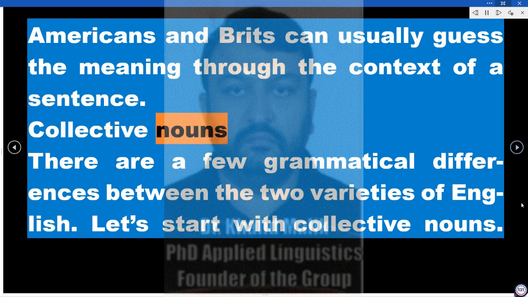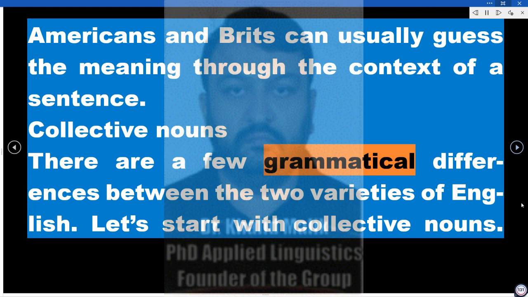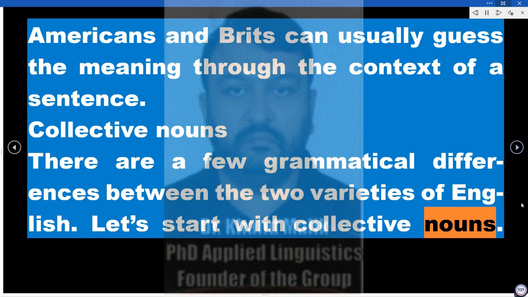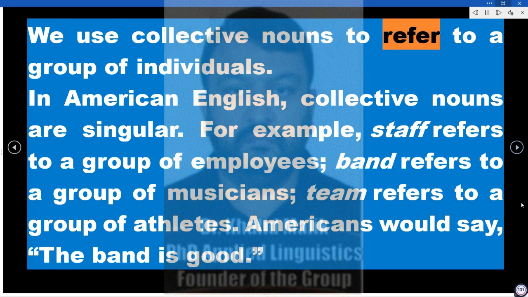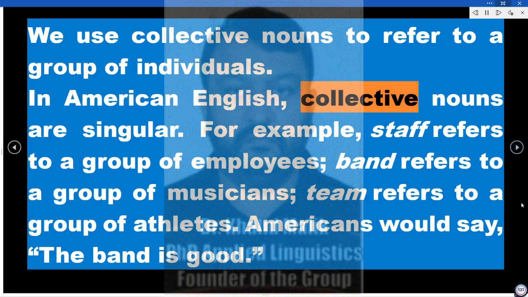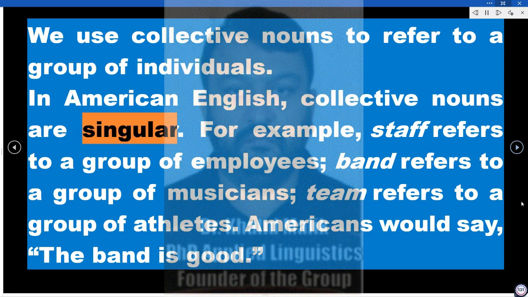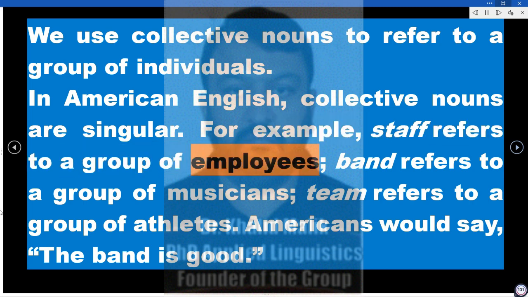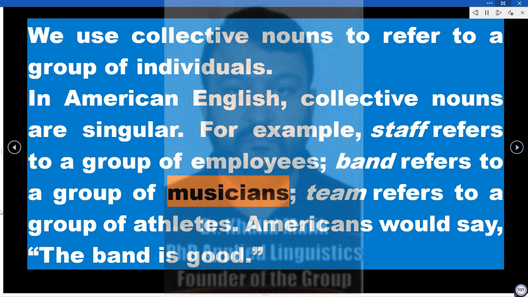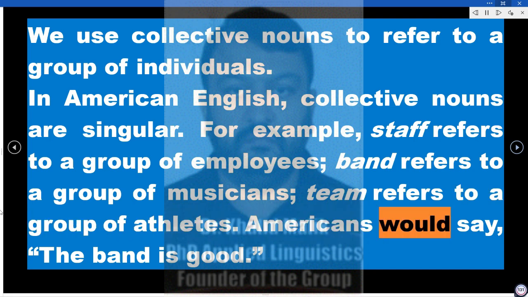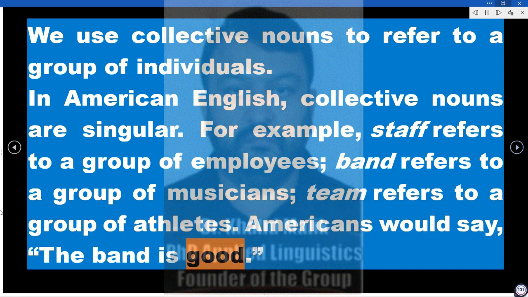Collective nouns. There are a few grammatical differences between the two varieties of English. Let's start with collective nouns. We use collective nouns to refer to a group of individuals. In American English, collective nouns are singular. For example, staff refers to a group of employees, band refers to a group of musicians, team refers to a group of athletes. Americans would say, "The band is good."